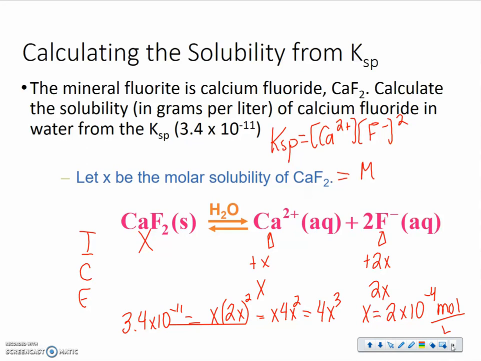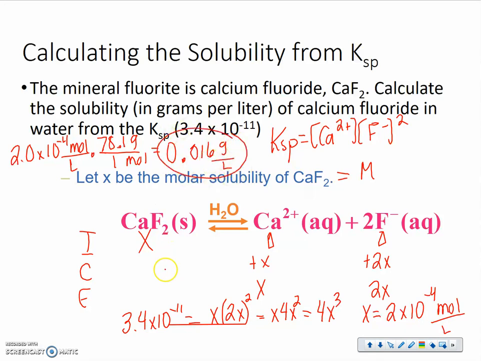But the question wanted you to find grams per liter. So we have to do a quick little conversion. I'm going to go over here and do it, to figure out what that'd be in terms of grams per liter. So if we add up calcium fluoride's molar mass to give our conversion, it's 78.1. So we can dissolve 0.016 grams of that per liter of water.